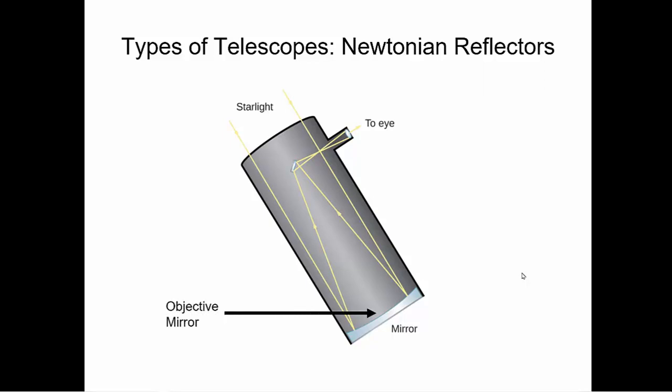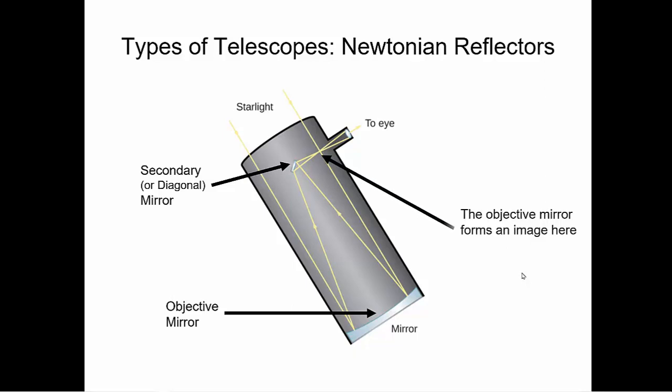Now down here at the bottom of the telescope we have the objective mirror, and then in this type of telescope we have a secondary mirror, or sometimes called a diagonal mirror, because it's put at a diagonal to the light from the objective, which is coming to a focus, and it bounces it out the side of the telescope. The objective mirror forms an image right there, and then the eyepiece, which is right there, magnifies the image. And so that's the way that a Newtonian reflector happens to work.